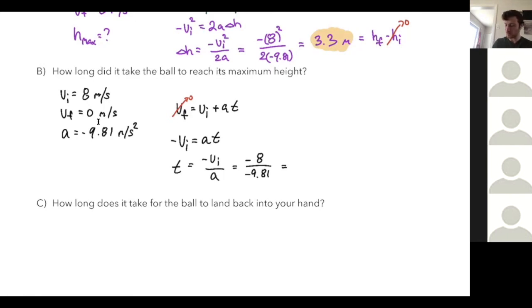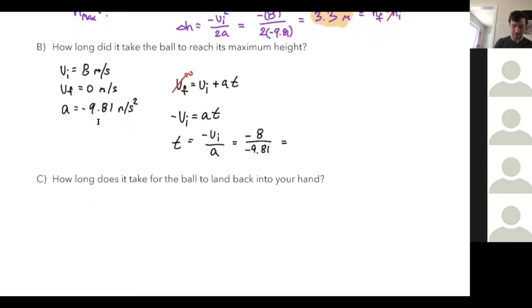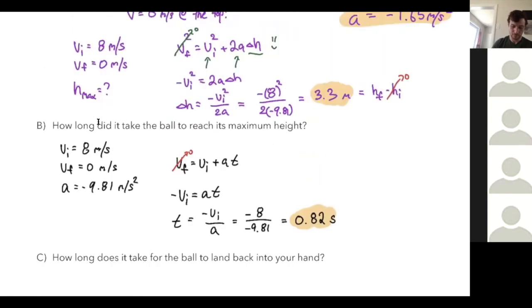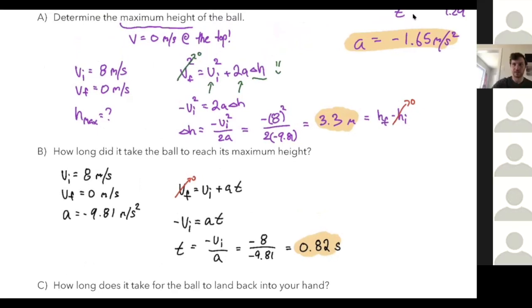Which means if you punch this in for part B, 8 divided by 9.81, you get 0.82 seconds. So it takes just less than a second for this ball to go up and stop. With me so far? Feeling okay? Having fun? Doing great things?